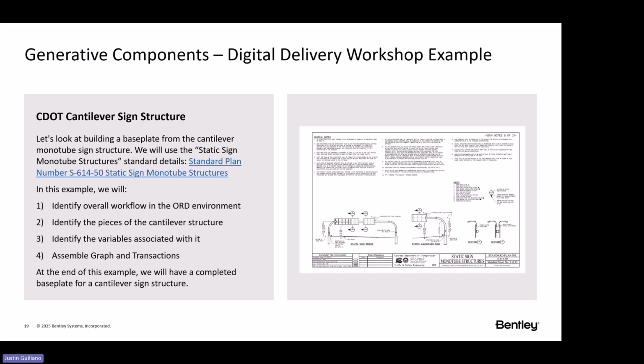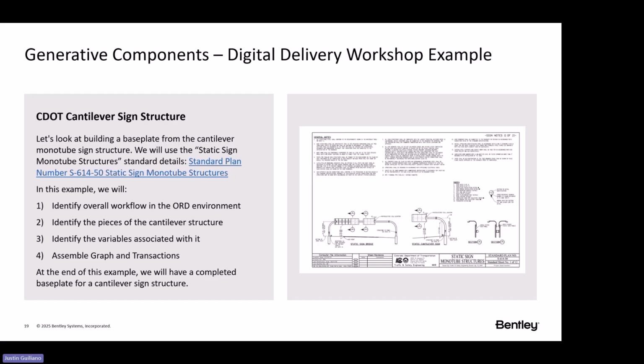Do you want to build the content and consume in ORD, or do you want to build your model in ORD and then decorate it with GC? And for this, we did an upstream where we built the content first and then referenced it into the workspace for use in the point feature definition. So looking at this cantilever sign structure, we identified the workflow, and then we're going to identify the various pieces and then the variables associated with it.